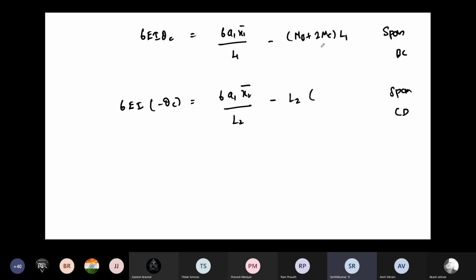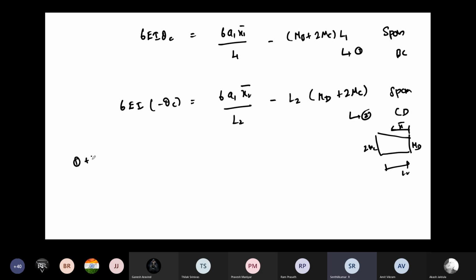Then MB plus 2MC. 2MC will always be there, but instead of MB, you will have MD, because we are calculating X bar from here. So MB plus 2MC into L2 by 3 will come. So that's why we are putting minus theta C here. So finally, this is equation number 1. This is equation number 2. I just want to add 1 and 2.